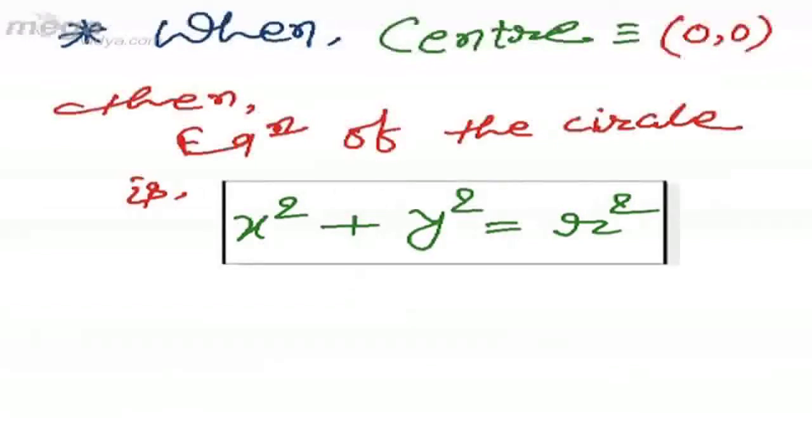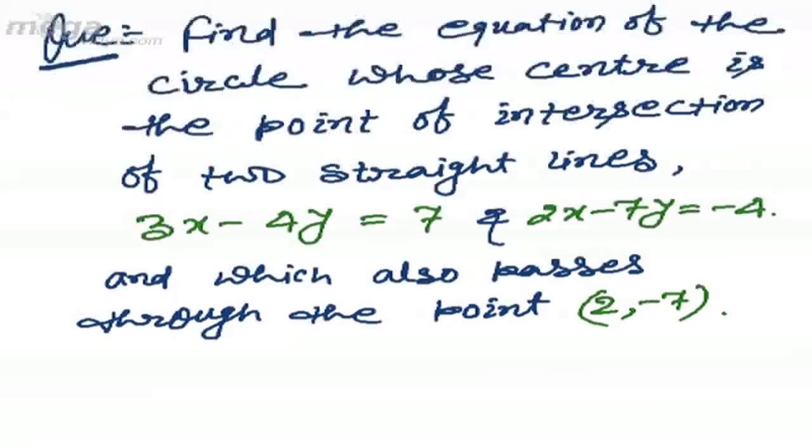By using these two concepts, I am taking a question based on these two. The question is, find the equation of the circle whose center is the point of intersection of two straight lines 3x − 4y = 7 and 2x − 7y = −4, and which also passes through the point (2, −7).